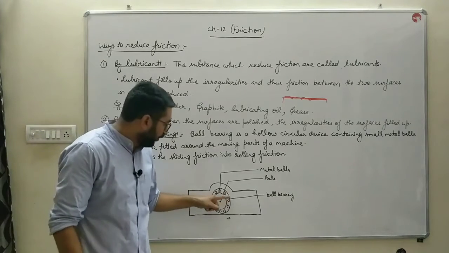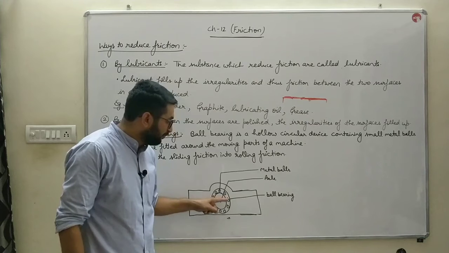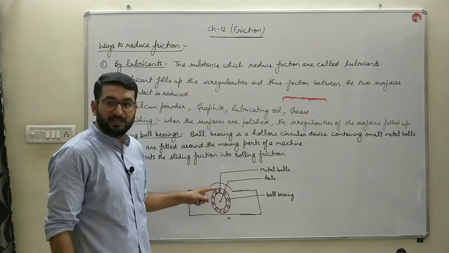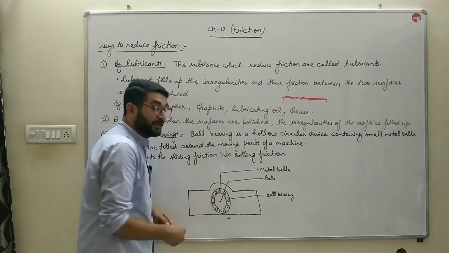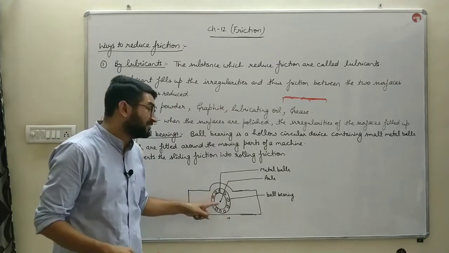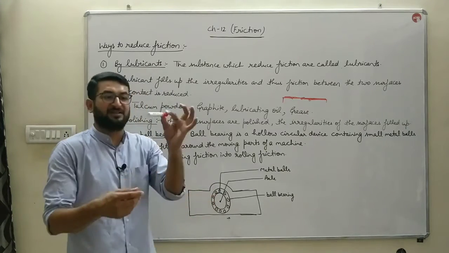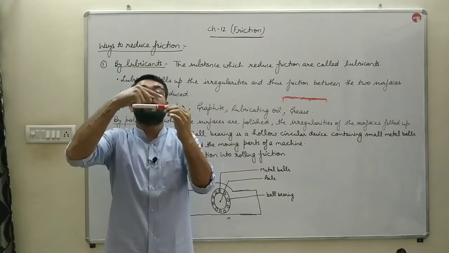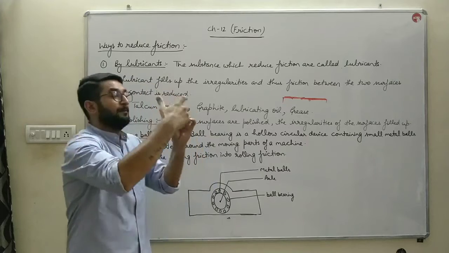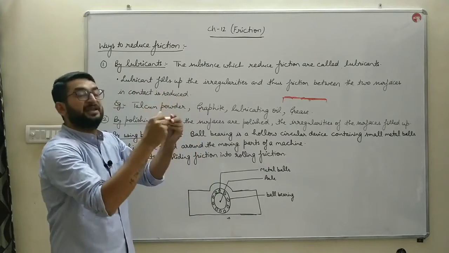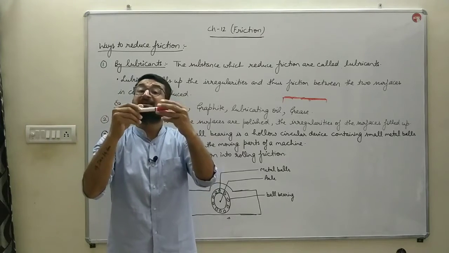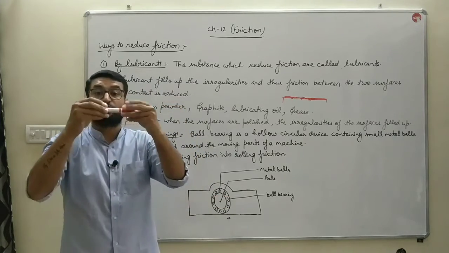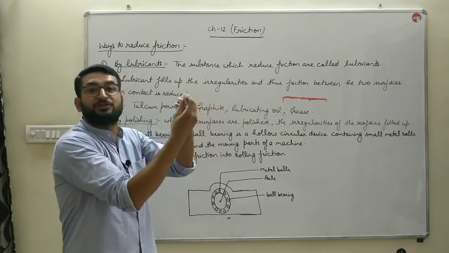Ball bearing is a hollow circular device composed of multiple metal balls joined together. This ball bearing rotates around an axle. Bachche, here the axle is represented as a dot, but actually the axle is a stick-like structure like this. It's a rod-like structure over which the bearing is set up, and this bearing rotates very easily as sliding friction is reduced to rolling friction.